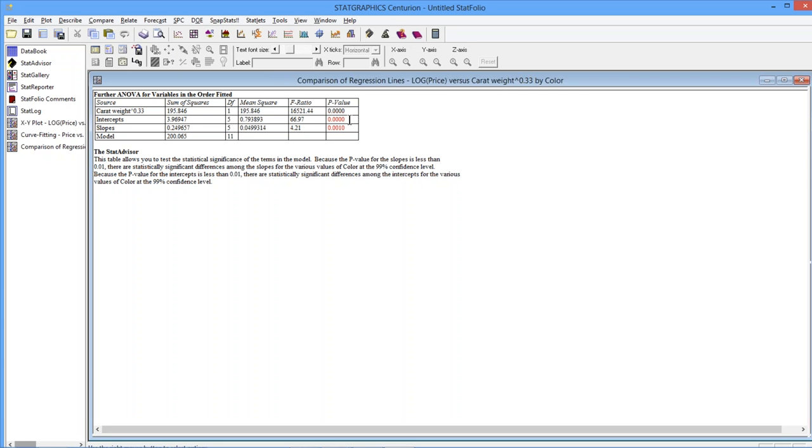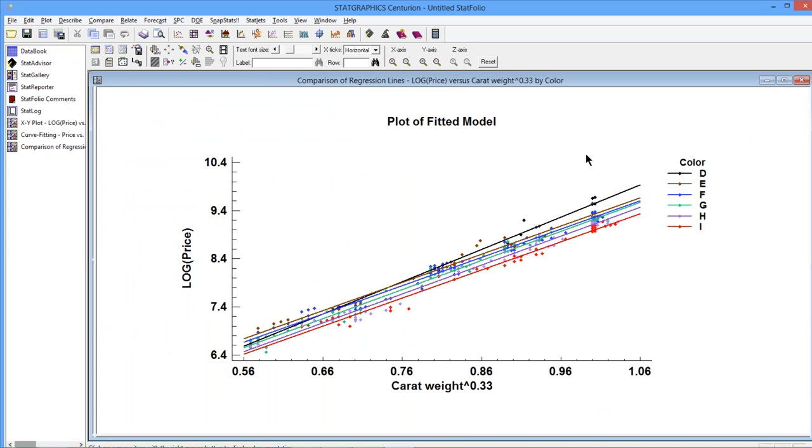There is also, though, a small p-value for the intercepts and a small p-value for the slopes. The small p-value for the intercepts is basically a test of whether or not the intercepts for each of those six lines might be the same. The fact that it's small indicates that yes, there are significant differences between the intercepts. We also have a small p-value for the slopes, which indicates also that there are significant differences between the slopes. So in fact, I can't simplify the model.